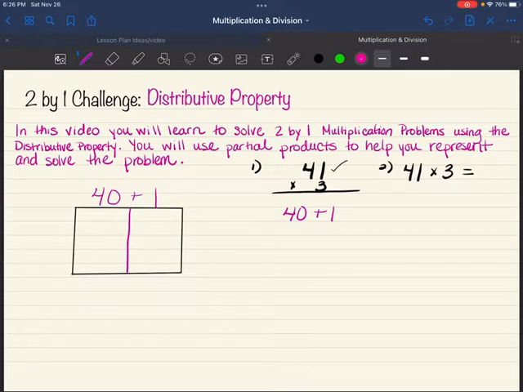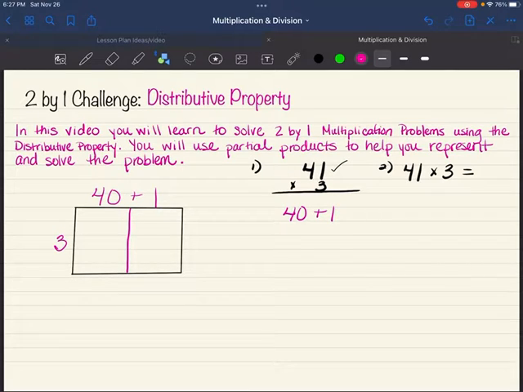Okay, now on the left side of the box, we're going to put our 3. Now, we're going to take this 3 and we're going to distribute it. That's why it's called the distributive property, to each one of these numbers. You can think of it like the 40 is going to drop down into this box with the 3. And then the 1 is going to drop down into this box with the 3. Okay?